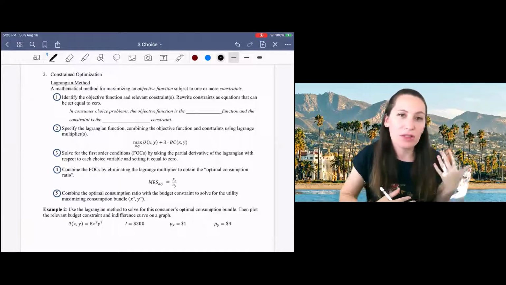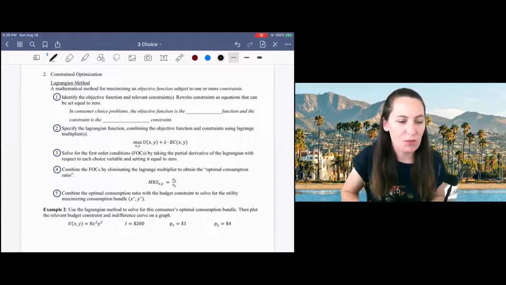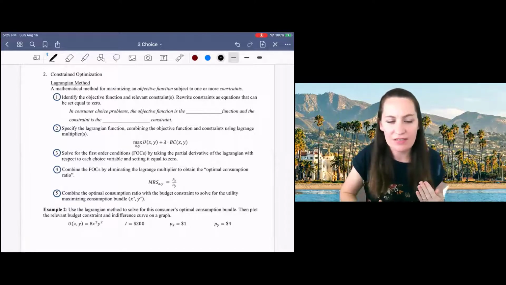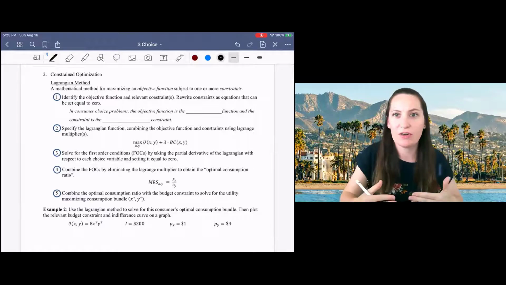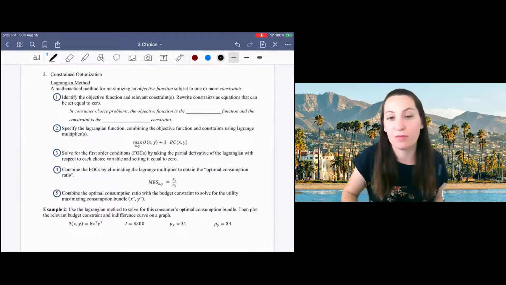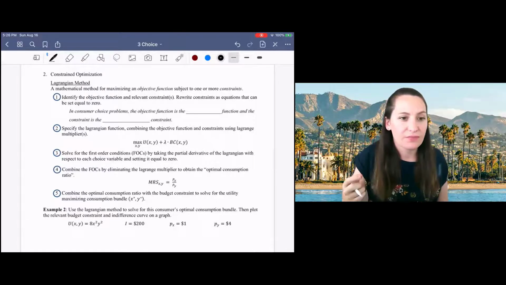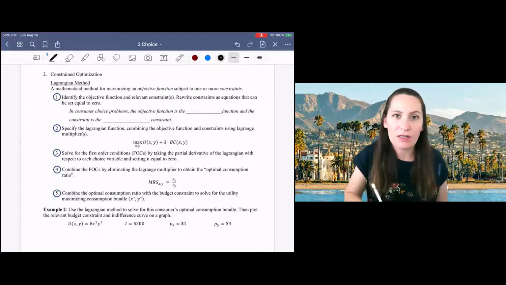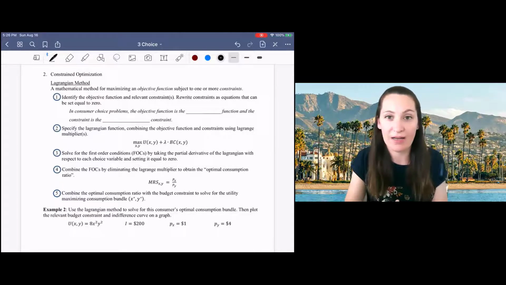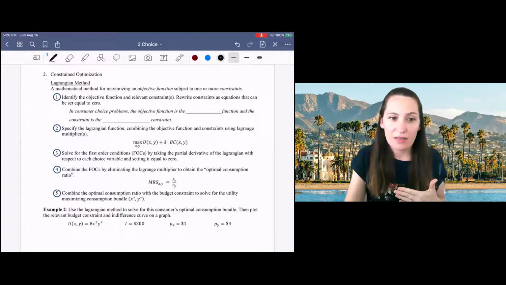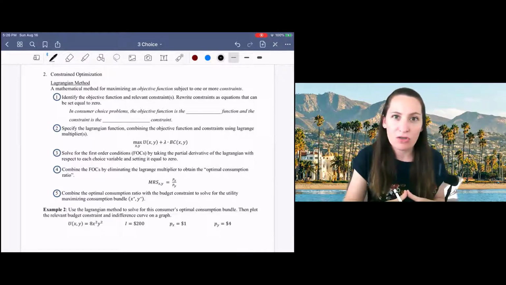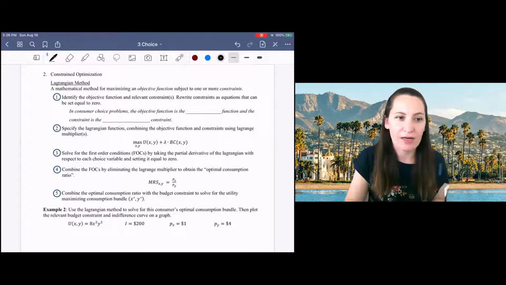Okay, so it's called the Lagrangian Method, and once you get this method down, it's very simple to apply, not just for utility, but we'll use it later on in the course for profit maximization and other things as well. In this method, we want to combine our objective function, what we want to either maximize or minimize, with our constraint. And we do that by using what's called a Lagrange multiplier, which sounds complicated, but it's really not that complicated.